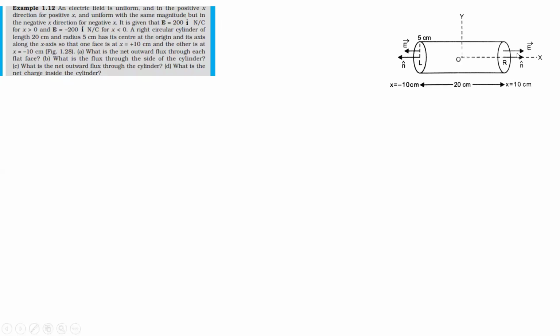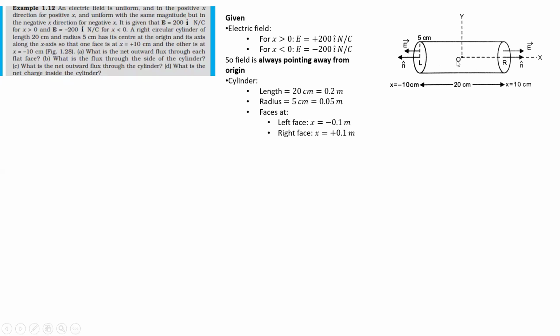First, we'll draw the diagram. In the cylinder, this is the center. Total length is given as 20 centimeter, and the radius of the circular face is given as 5 centimeter. So from the center to this point is 10 centimeter, and from the center to the other point is also 10 centimeter.